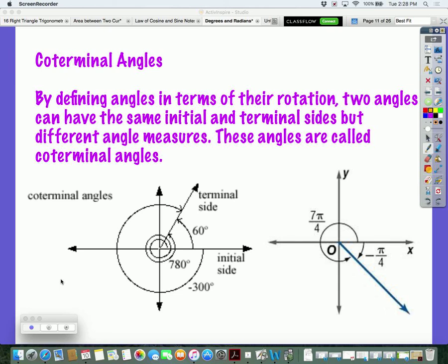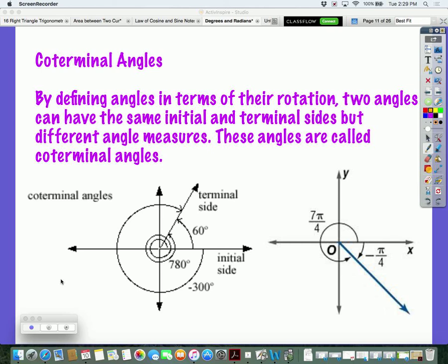Real quick review. Standard position means what? The vertex is at the origin. Okay? The initial side is located where? To the east, on the positive x-axis. The initial side never moves. The terminal side is the side that can move. It can go round and round and round.